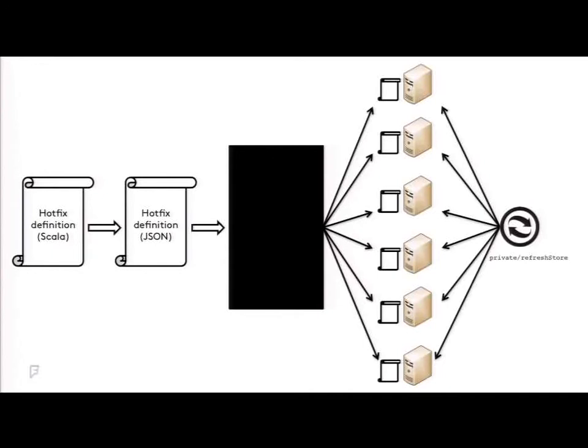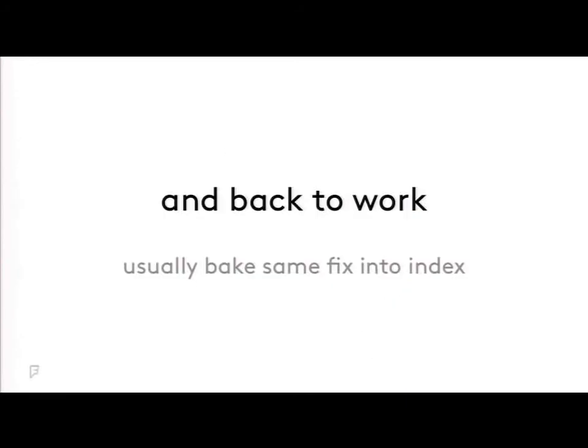And one important thing is we didn't want just picking up a hotfix to require a full service restart. So we added this private endpoint on the server. We just kind of tickle it, and it refreshes the JSON hotfixes from the configured directory, rebuilds the in-memory data stores that override whatever the main index says. And this takes like a couple of seconds. And so the hotfixes take immediate effect. And then you get back to whatever it was you were doing, right?